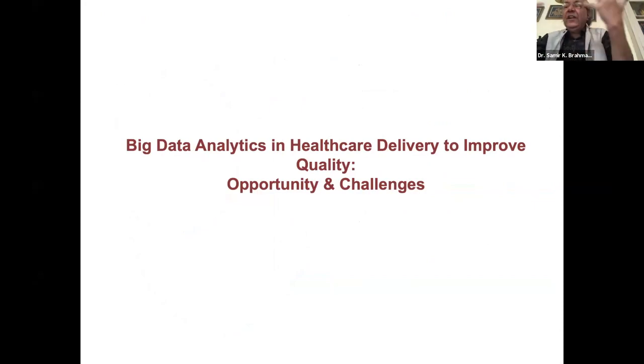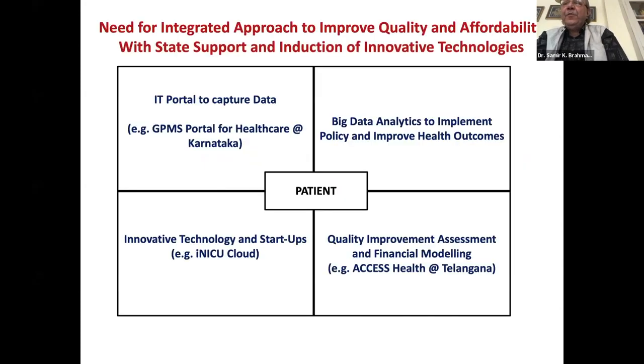Now, is it only for high science and high policy, or can it reach the poor? So we realized as DG that we really don't have data for rural India. Next slide. So can we improve the quality? I'll give you examples of how the IT portal captures data, the GPMS portal with which 4PI is involved, how big data analytics is done, how quality improvement can be done, and how startups, and that's all will be my talk in the next few minutes. Next slide.